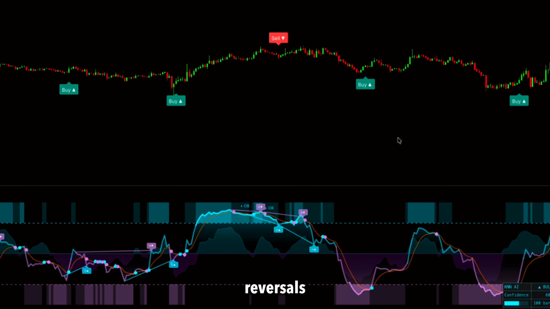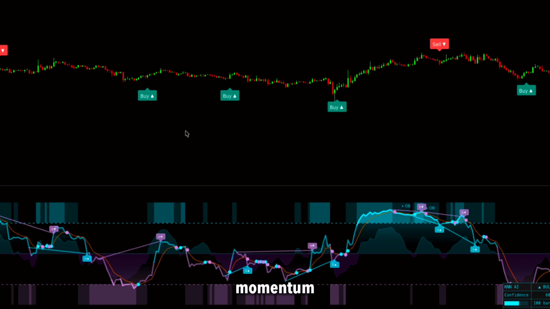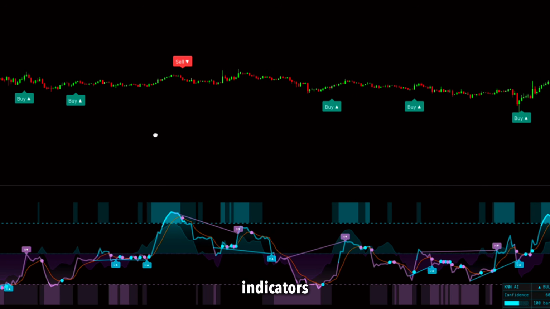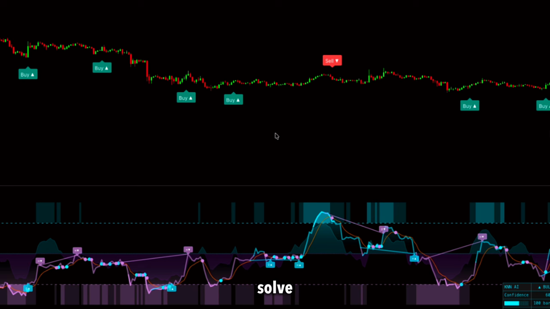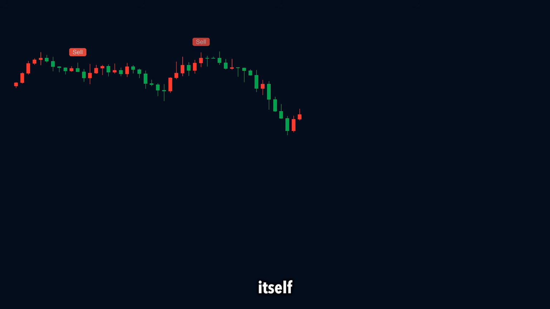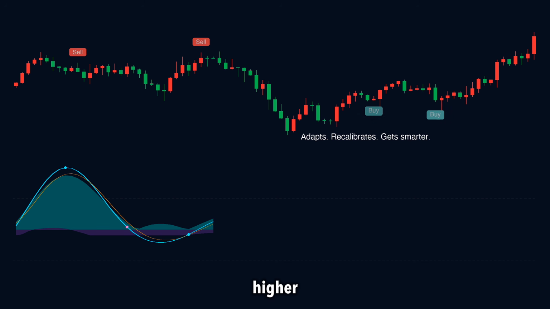Most traders miss reversals because they are either too early or too late. They chase momentum into exhaustion zones or panic sell right at the bottom. The two indicators I am breaking down today solve both problems. The first one learns from its own performance and adjusts itself over time. The second one shows you exactly when momentum is fading, even while price is still pushing higher or lower.